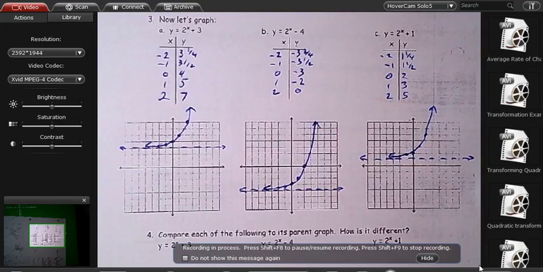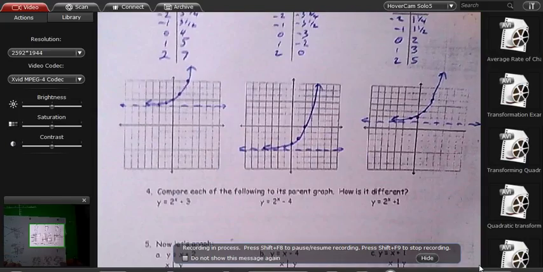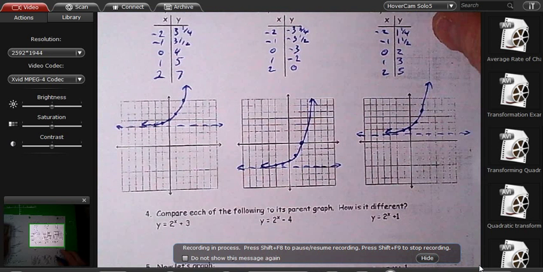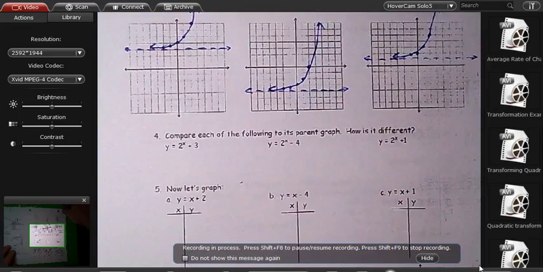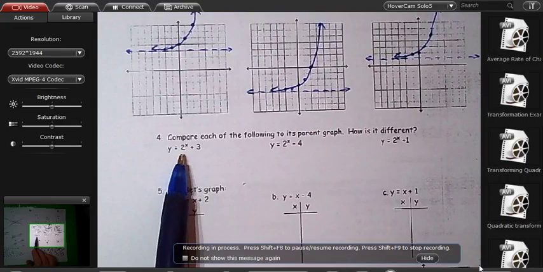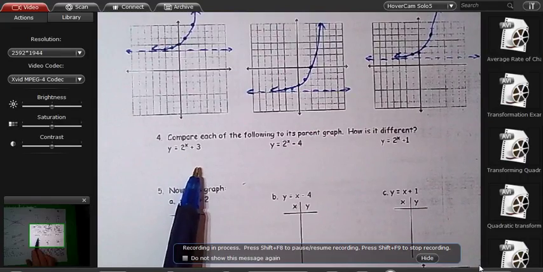Now, look at number 4. When we look at number 4 on this graph, we see that we are given these problems again. It says compare each of the following to its parent graph. How is it different? I just want you to tell me what we did. For number 4, this first one here, what did we do? What does plus 3 tell you to do? Up 3. Up. That's your A word.